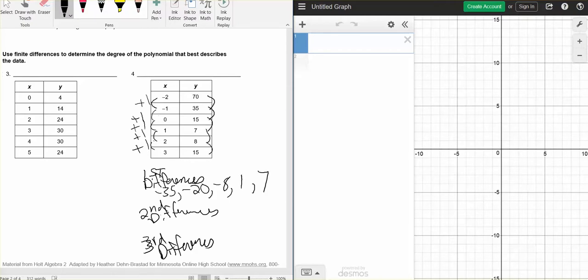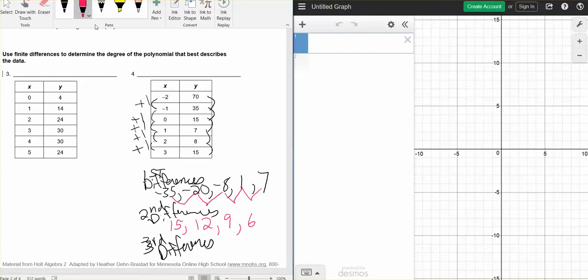Now for the second differences, you take the differences of your first differences. So from negative 35 to negative 20, that's an increase of a positive 15. From negative 20 to negative 8, that's an increase of positive 12. From negative 8 to 1, it went all the way from negative 8 to positive 1, that's an increase of 9. And from 1 to 7, that's an increase of 6. So these were all increasing.